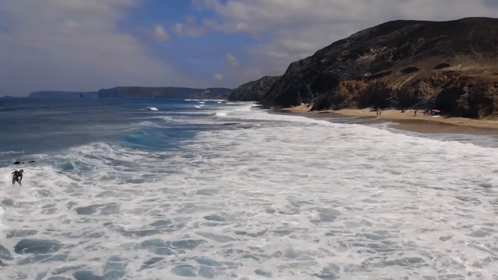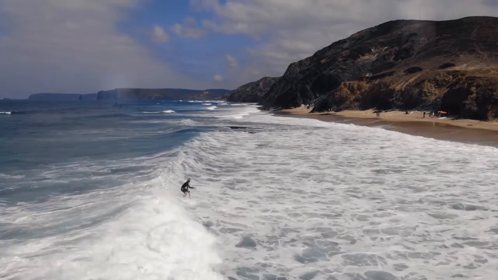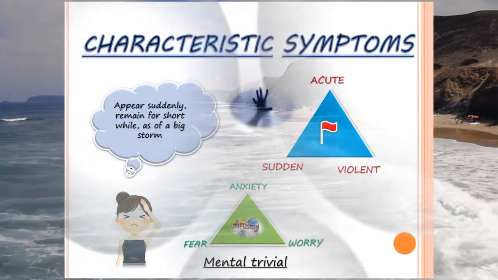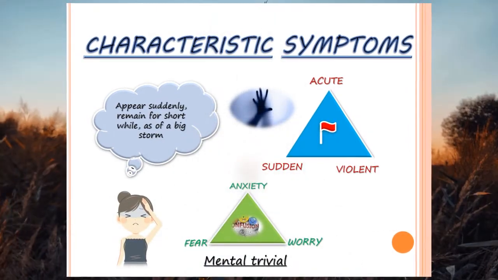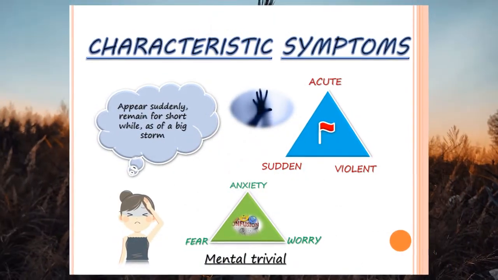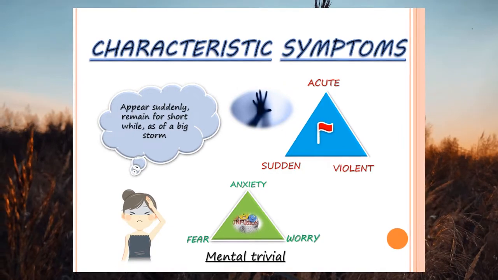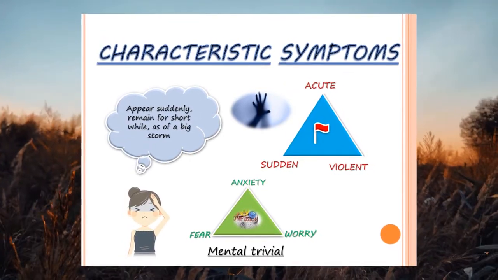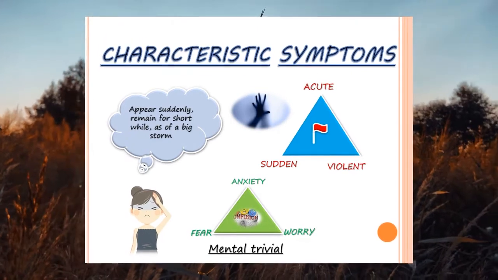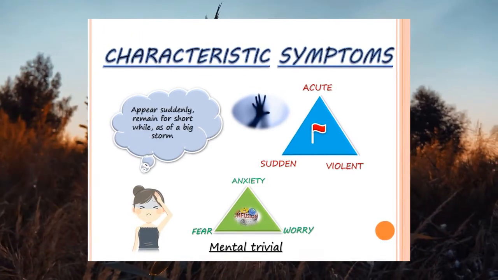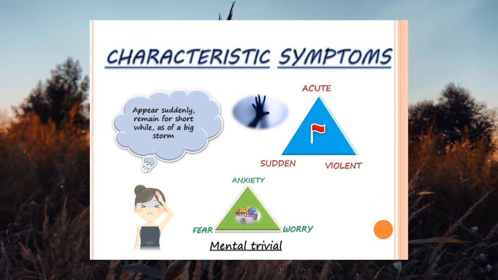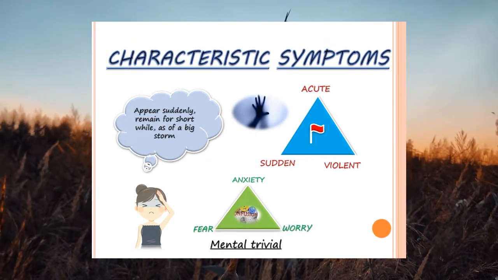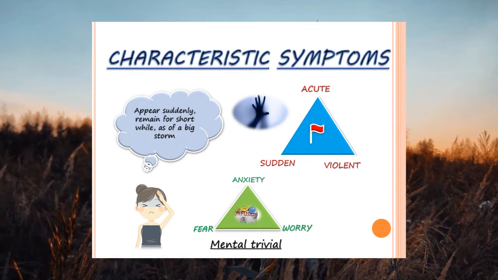So in the next slide we will study the characteristic symptoms first of all, and you should know that there are three red flag symptoms of Aconite, that is acute, sudden, violent. Further we will study in detail in the next few slides, but at present you should know these three mental trivials and three red flag symptoms of Aconite, and the nature of illness that appears suddenly, remains for a short while as of a big storm. So it comes violently as a big storm, hails down and just goes away.